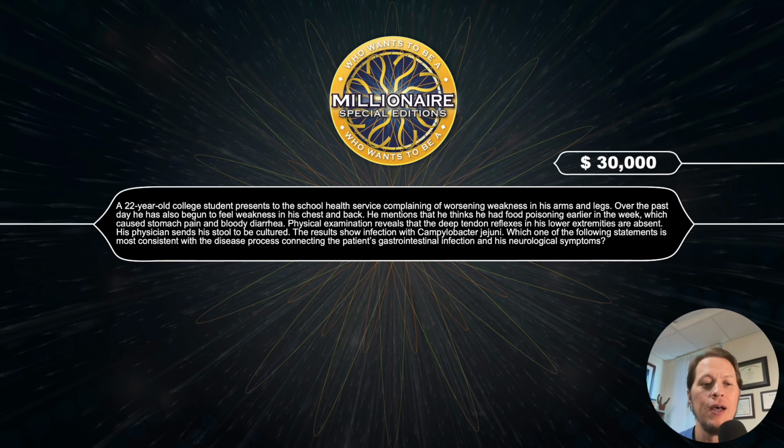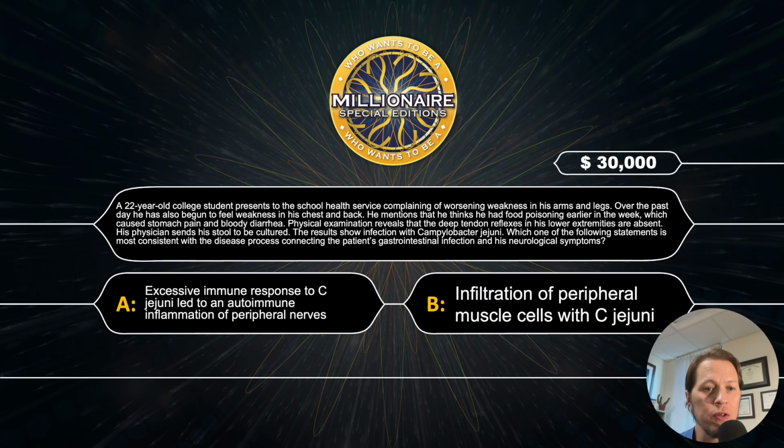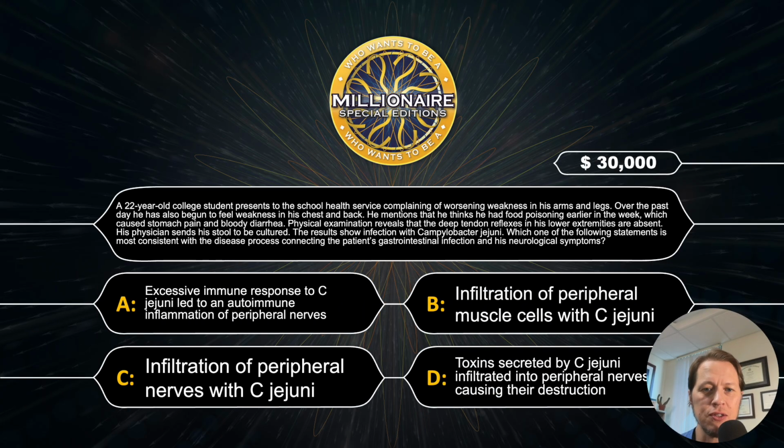$30,000. Long one here. A 22-year-old college student presents to the school health service complaining of worsening weakness in his arms and legs. For the past day, he has also begun to feel weakness in his chest and back. He mentions that he thinks he had food poisoning earlier in the week, which caused stomach pain and bloody diarrhea.